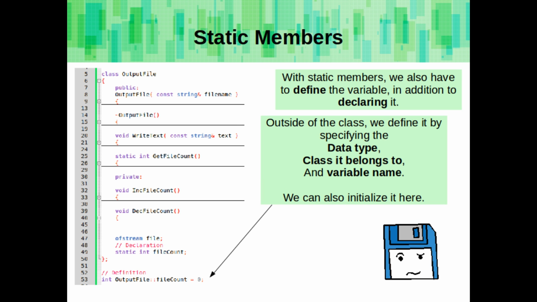With static members, we also have to define the variable in addition to declaring it. Outside of the class, we define it by specifying the data type, the class it belongs to, and the variable name. We can also initialize it here.